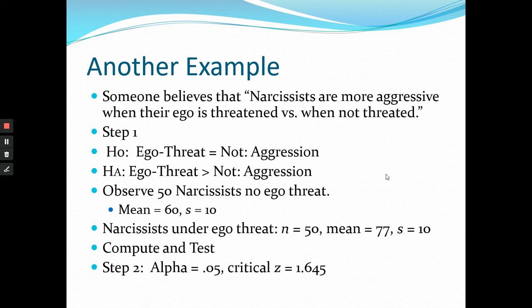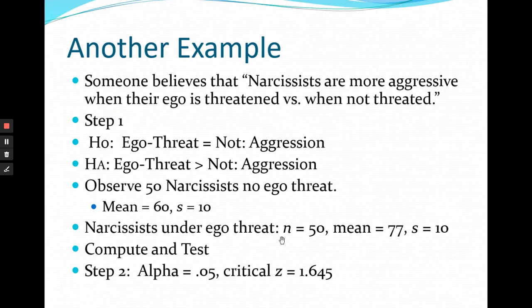And so let's say that we don't know what the population value is. So we're actually going to run a group that's a placebo group to estimate aggression for narcissists just in general without ego threat, without the treatment. And let's say that we have that placebo group, we have a mean of 60, standard deviation of 10. And then we have narcissists under ego threat.